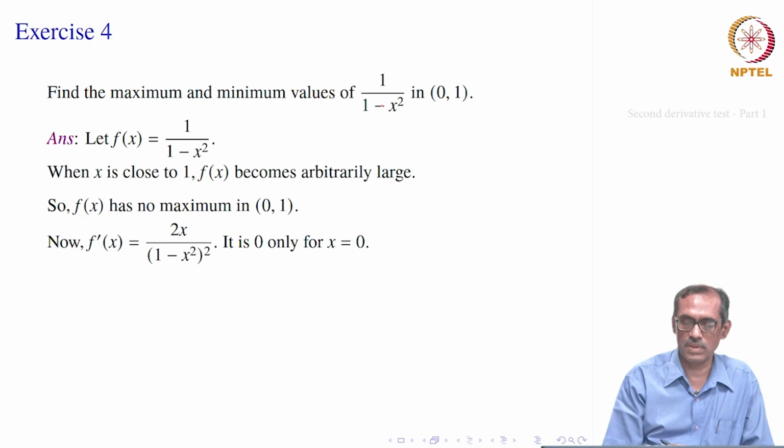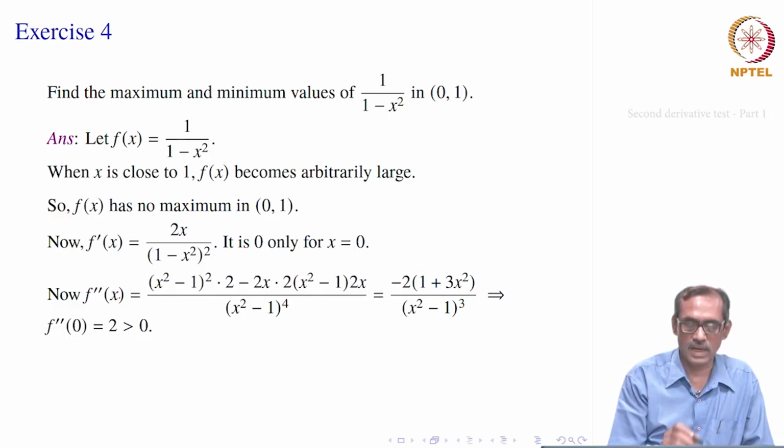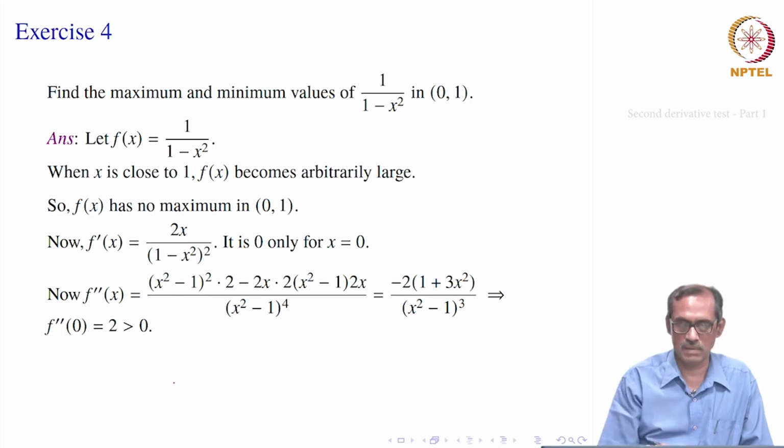At 0, we have to see what happens, right. So, what happens at 0? For that, let us take the second derivative. Of course, you can go to your sign test, sign of f prime, minus to plus or plus to minus, but let us use the second derivative.